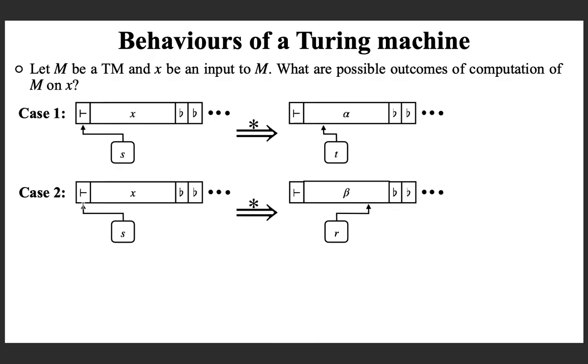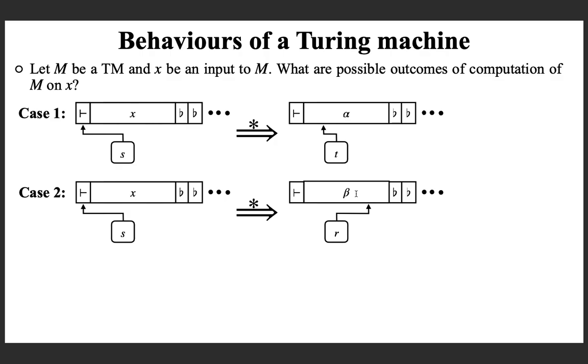In case 2, it gets into the sink state R and the string is said to be rejected. So these are two possible outcomes. The string is either accepted or rejected.